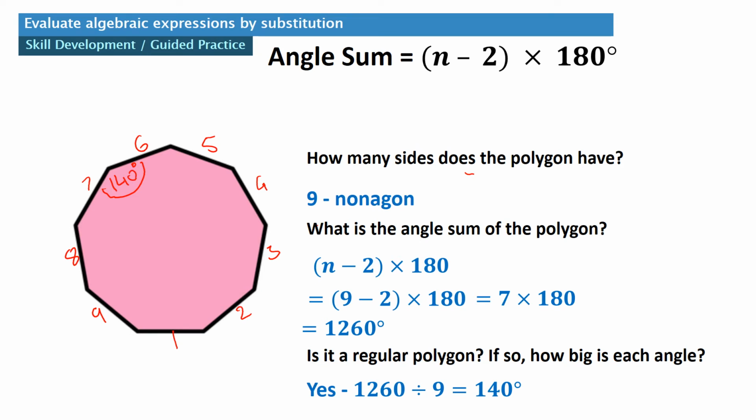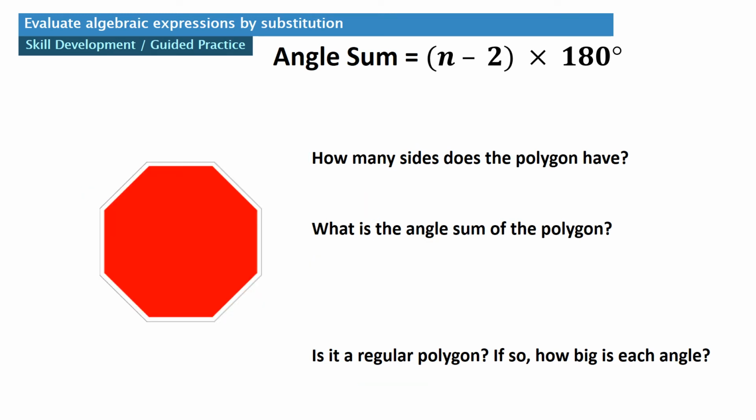So we can expect that each vertex is going to be 140 degrees. So let's do another example together. Here we got another polygon. First of all, we need to count the number of sides so we know what polygon it is. We got 1, 2, 3, 4, 5, 6, 7, 8. So it's an 8-sided polygon, which makes it an octagon.